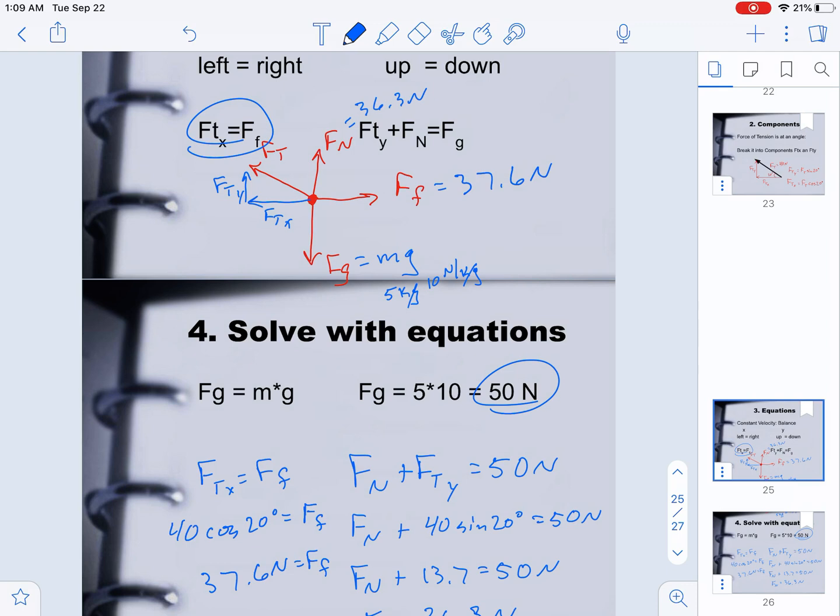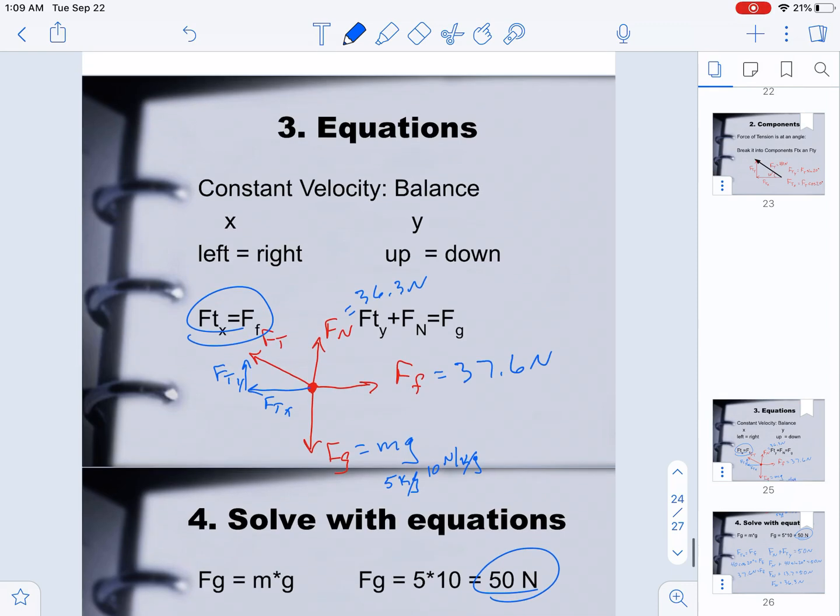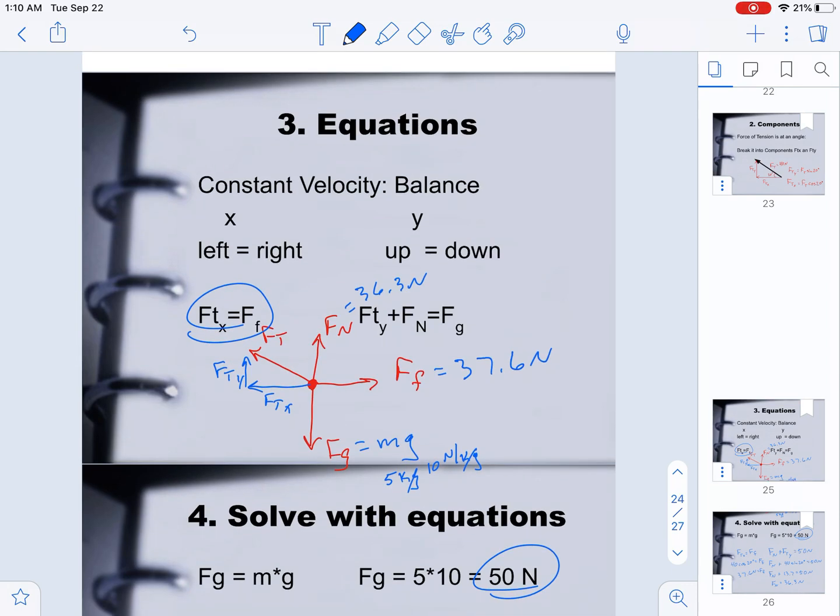I have now used all of my equations to figure out my missing forces. The only thing I was given was the mass of the cart and the tension force. The rest of it came from using my left is equal to right and my up is equal to down. Anytime I'm dealing with equilibrium, those have to work out to be the case. Balanced forces mean left equals right, up equals down.